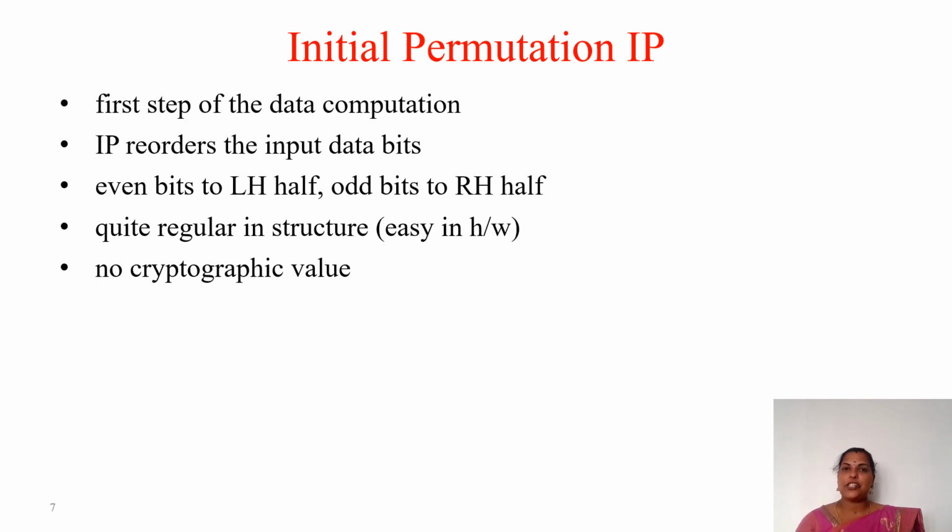And in the transposition cipher also you have seen, based on the key position we are changing or shuffling the position of the plain text elements. The same principle is applied here, but here the table size is somewhat big. So the first step of the data computation just reorders the input data bits, even bits to the left half and odd bits to the right half. But it is quite regular in structure. It is easily implemented in both hardware as well as software.